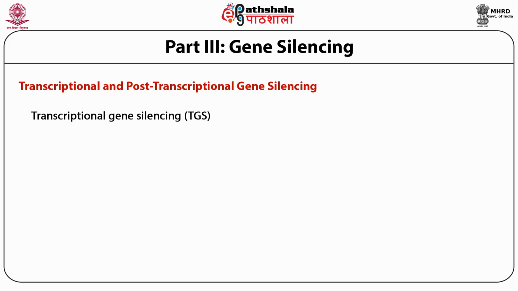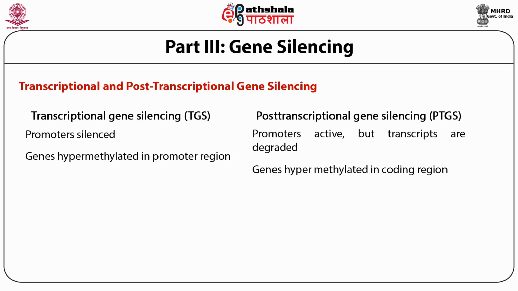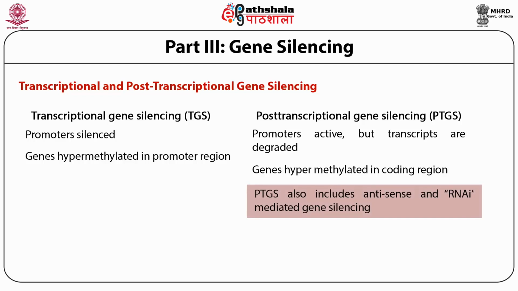Gene silencing can occur at different stages. Transcriptional gene silencing, called TGS, occurs when the promoters are silenced due to hypermethylation. In post-transcriptional gene silencing, the gene is transcribed and the mRNA is either methylated or degraded. One of the common methods used to study post-transcriptional gene silencing is antisense or RNA-mediated gene silencing.